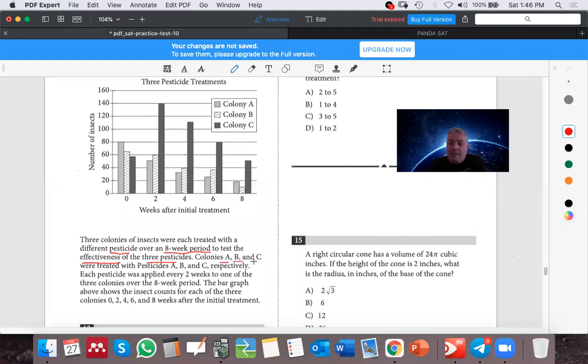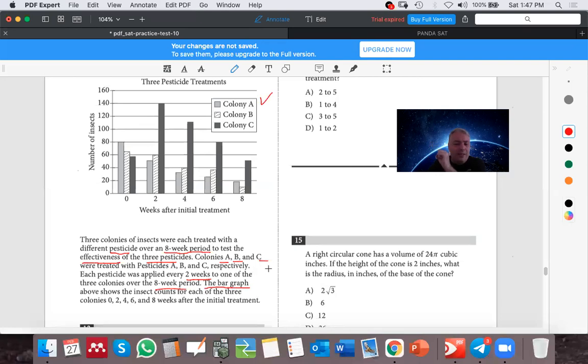Colonies A, B, C. By the way, what is A, what is B? So A is this type, B is this texture, C is this color. Okay, this is important. Without this, we can't solve the question. This is the key for us. Now, each pesticide was applied for 2 weeks to one of the 3 colonies over the 8-week period. Okay, there's no problem. The bar graph.